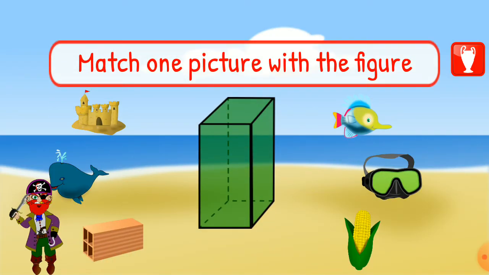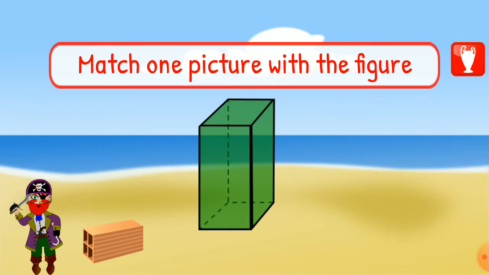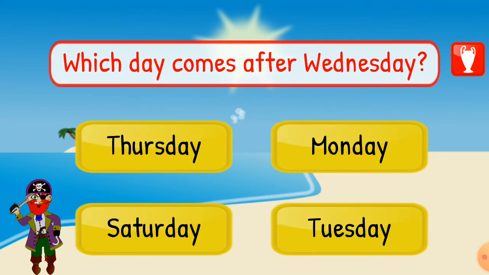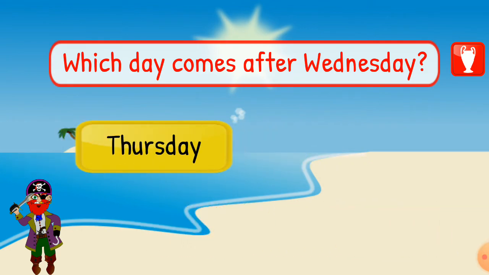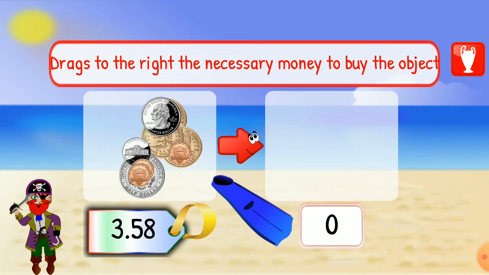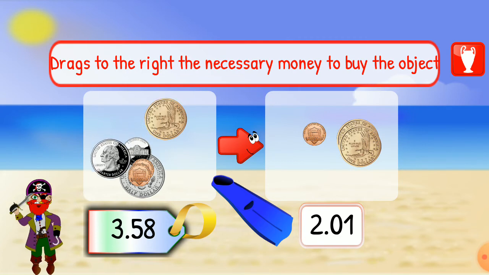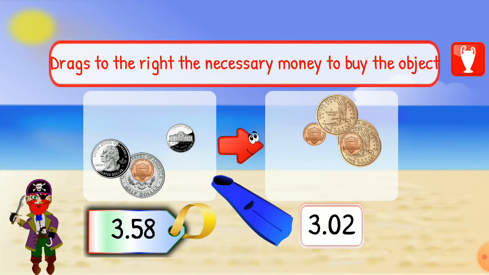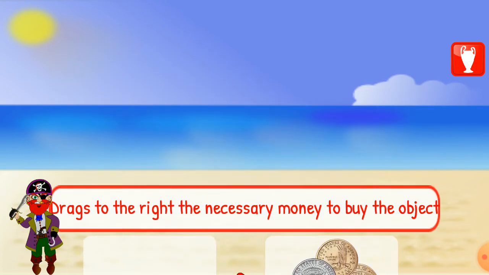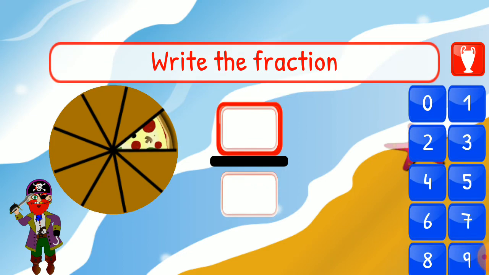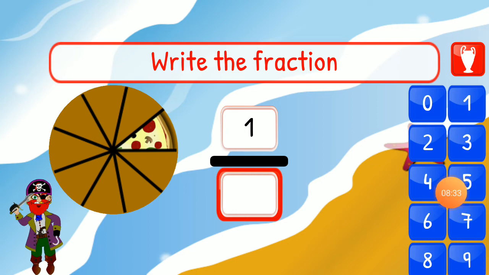Match one piece with the figure. Okay. This one. Yes. Which day comes after Wednesday? Thursday. Fantastic. Drags to the right the necessary money to buy the object. Okay. Write the fraction, okay? Numerator is 1 and the denominator is 1, 2, 3, 4, 5, 6, 7, 8, 9. So 9 is our denominator.